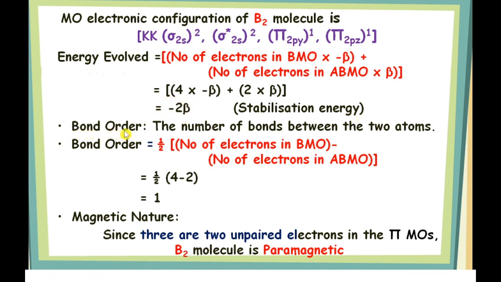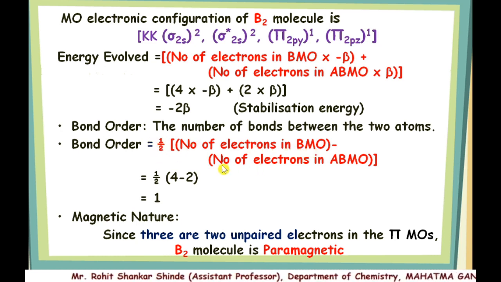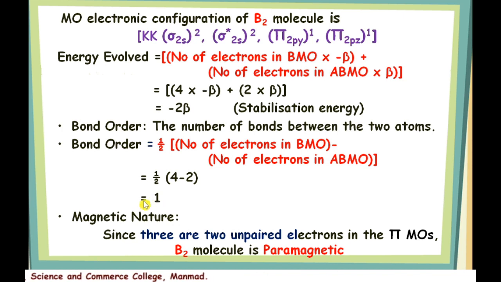Bond order. The number of bonds between the two atoms is nothing but the bond order. It can be calculated by using this formula: 1/2 (number of electrons in BMO minus number of electrons in ABMO). So 1/2 (4 minus 2) becomes 1/2 multiplied by 2. It means 1. Bond order 1 indicates that there is one bond between the two atoms of the B2 molecule.